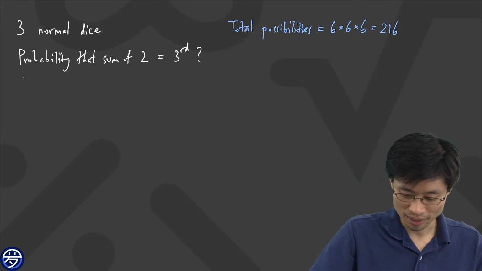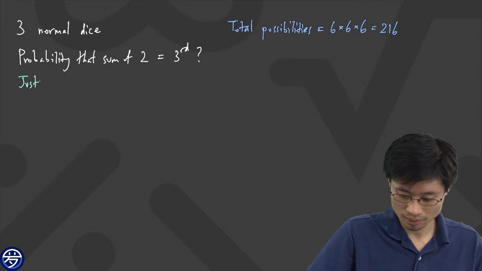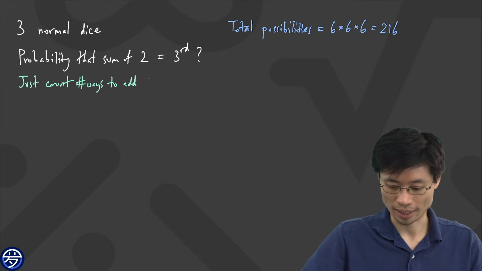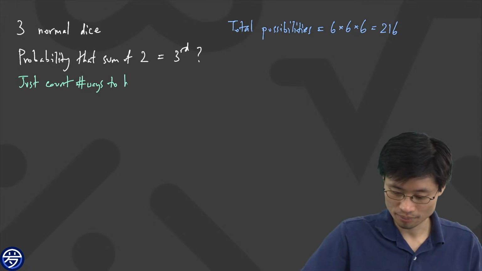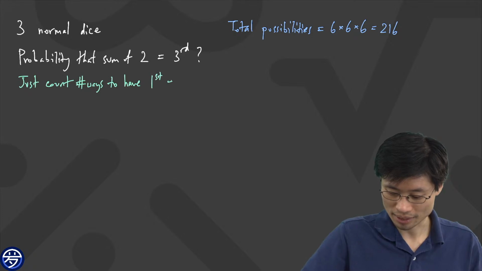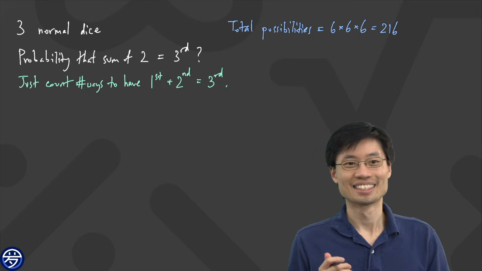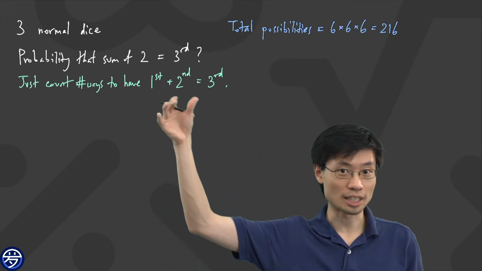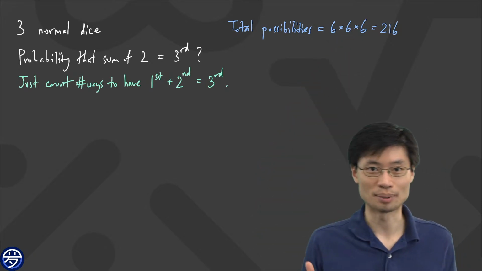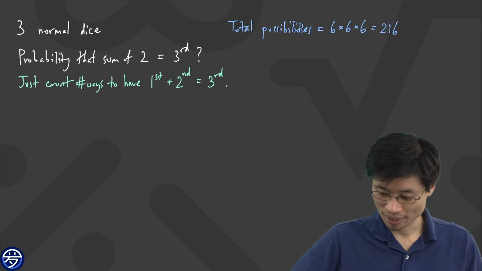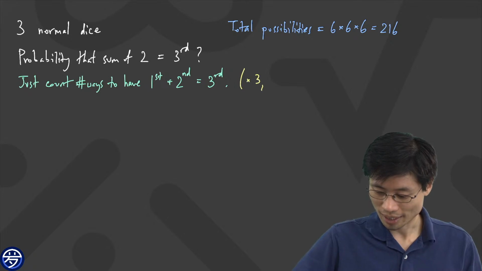So how to do this? Just count the number of ways to have the first plus the second equal the third. Okay, so if I want to do that, I need to figure this out, and then I'll take that answer times 3, and then I'll divide it by the total possibilities. So we do have to remember, then we will times 3, and then we will divide by 216.